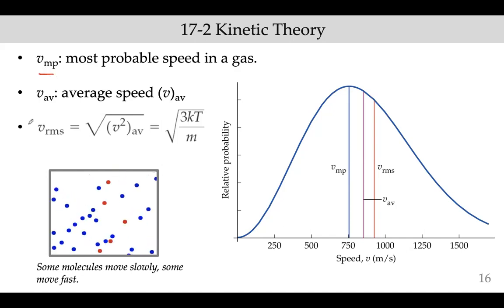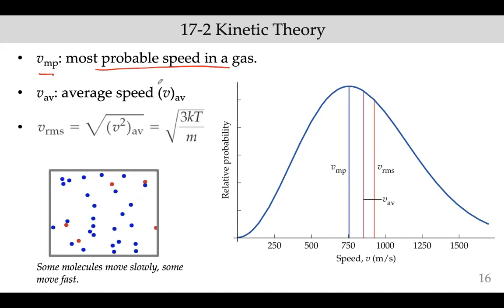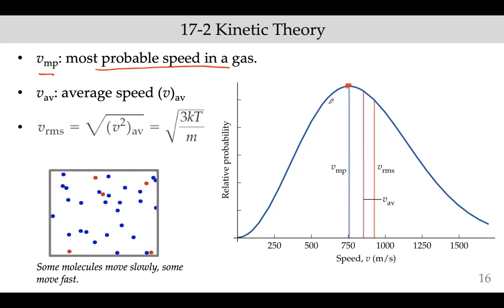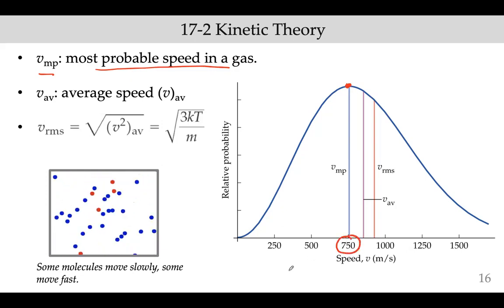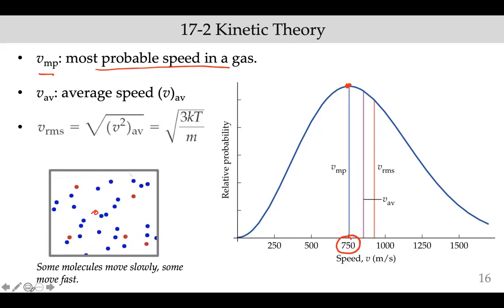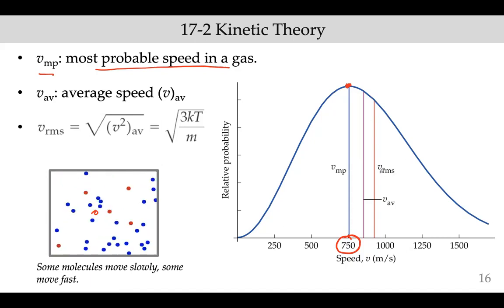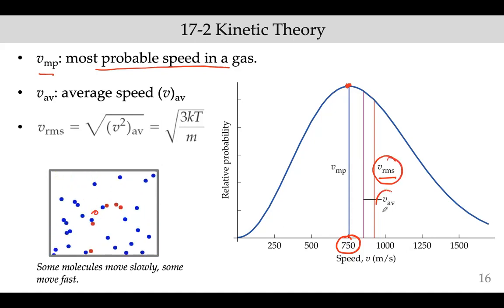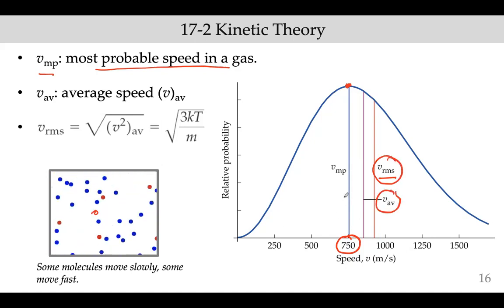So here v_mp is the most probable speed in the gas, and if you look at the probability, the top point is here, and it gives you, in this case, 750 meters per second. So this is the most probable. What it means is if you take a random particle, the most probable value will be this value, 750. Now, if you calculate v_rms, it will be a little bit higher than that most probable value. These are v average and v_rms. They are averages, different calculations though.